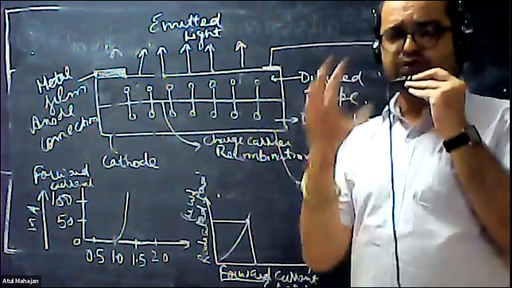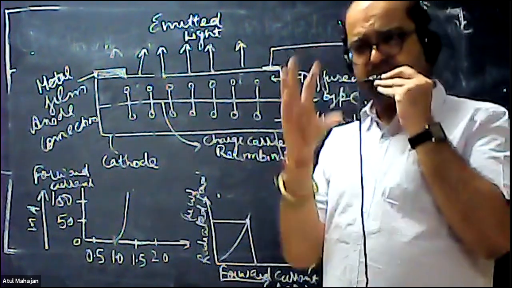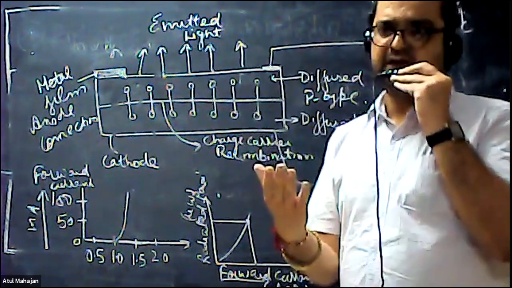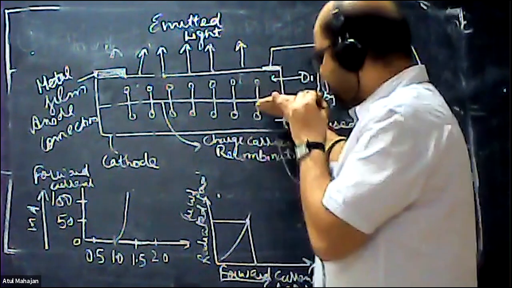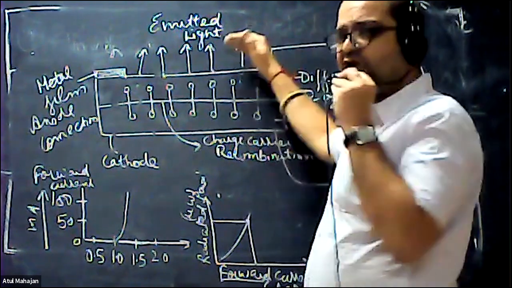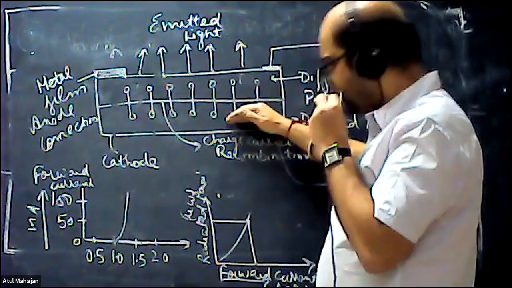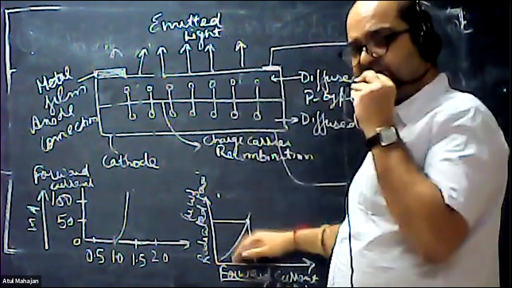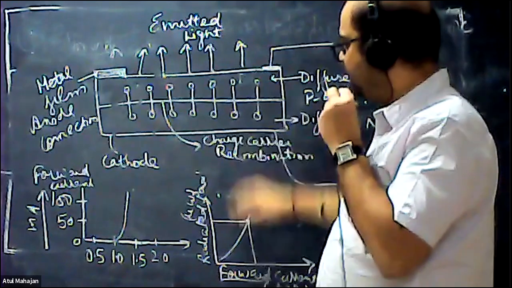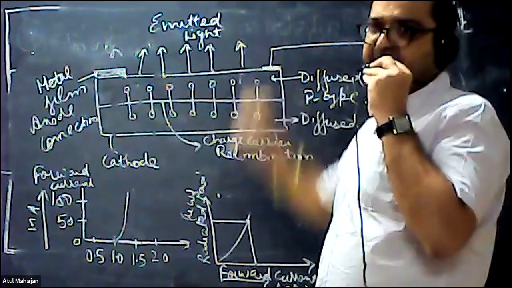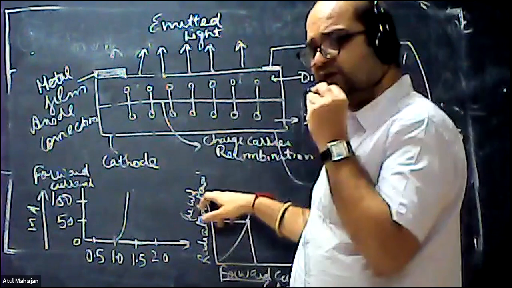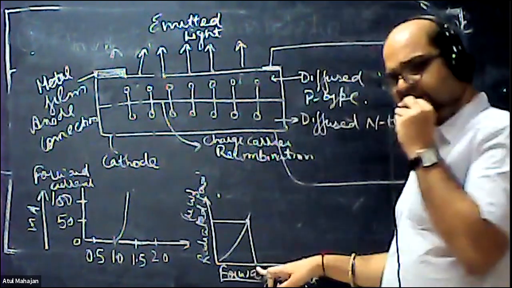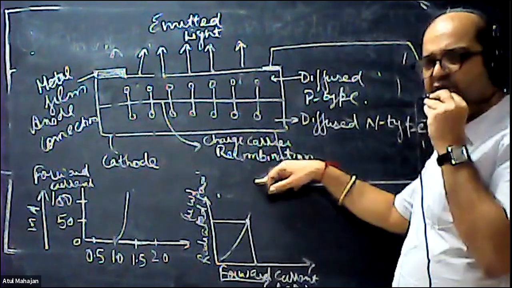If a huge number of electron hole pairs are recombining with each other, that means they are producing a huge amount of forward current. And that forward current is producing certain radiations, and those radiations are emitted as radiated power in the form of light. So this radiated power will increase with the increase of your forward current. As the forward current is increasing, the radiated power is also increasing.